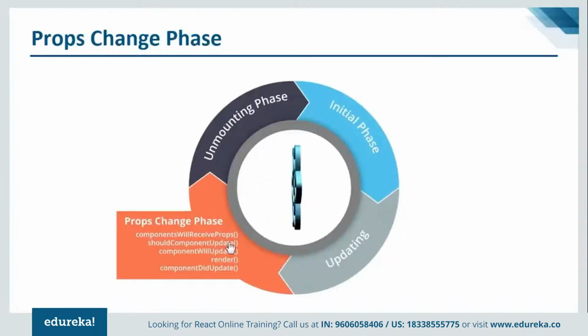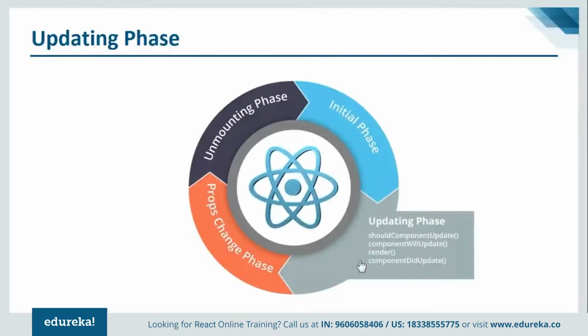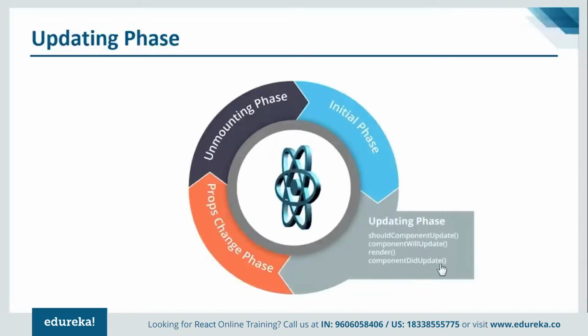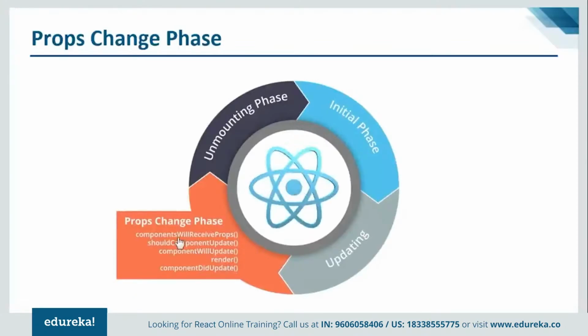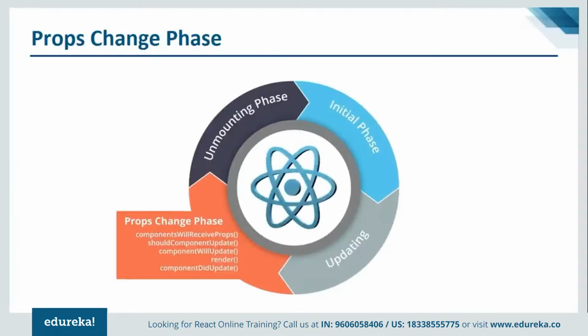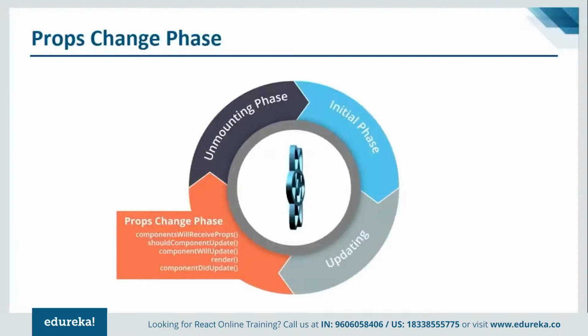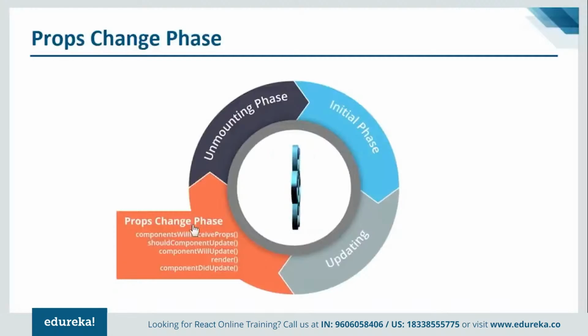If you want to compare, we can go back to the previous slide and you can see we have the should_component_update method, component will update method, render method and component did update method. And in the next phase we have should_component_update, component will update, render and component did update. So here only this method is new. Now this method takes one argument and this argument contains the new prop value that is about to be assigned to it. The rest of the lifecycle methods behave identically to the methods which we saw in the previous phase. So this is how the props change phase is completed.